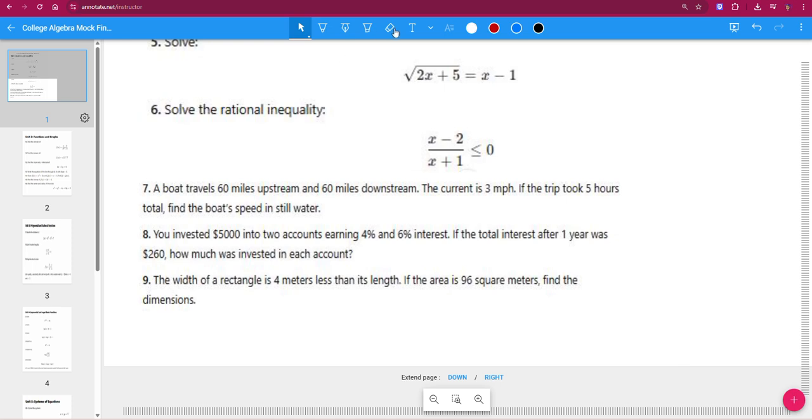7 is done. Now let's move on to 8. You invested $5,000 into 2 accounts earning 4% interest and 6% interest. If your total interest after 1 year was $260, how much was invested into each account? So for this, the way we set this up is we'll say we have $5,000 total, okay? So we'll say that X is the amount that went into 4%.